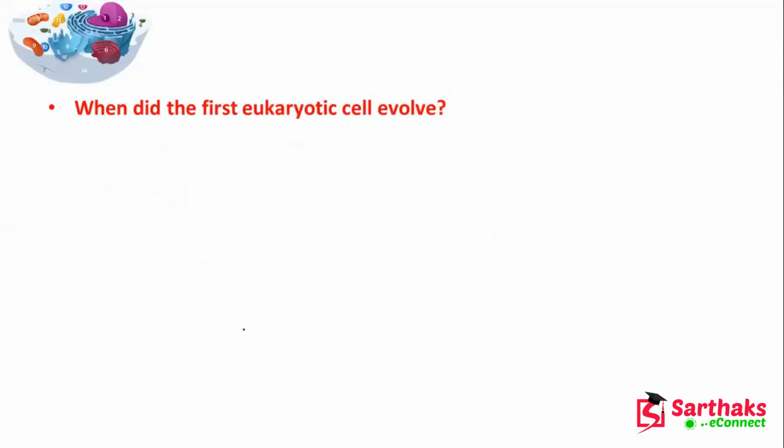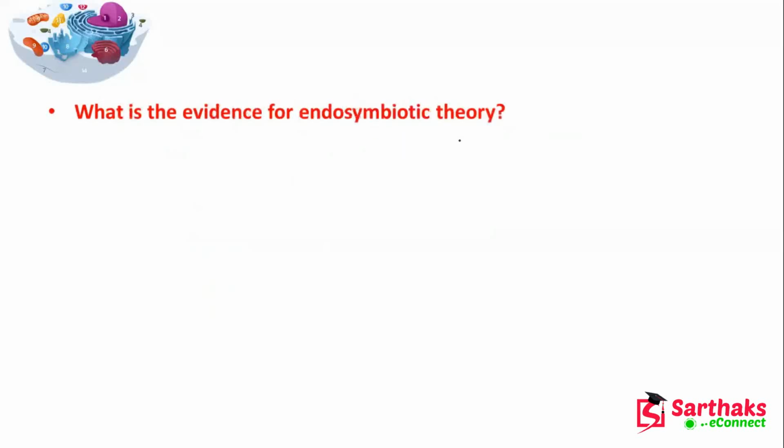Okay, when did the first eukaryotic cell evolve? Already this question we have answered. It was 2 billion years ago that the first eukaryotic cell evolved from the prokaryotic cell. And this is explained in the endosymbiotic theory, which explains the origin of eukaryotic cells from prokaryotic organisms.